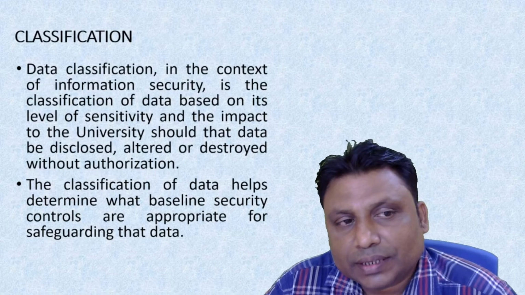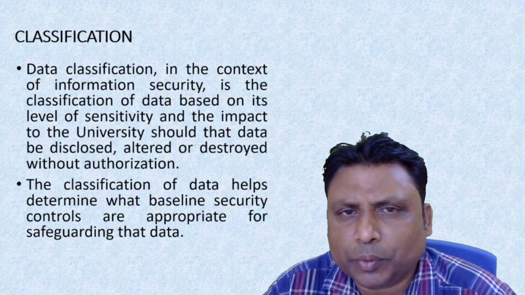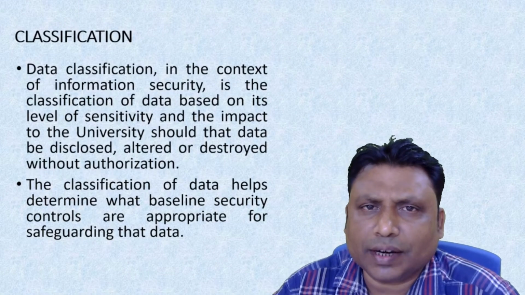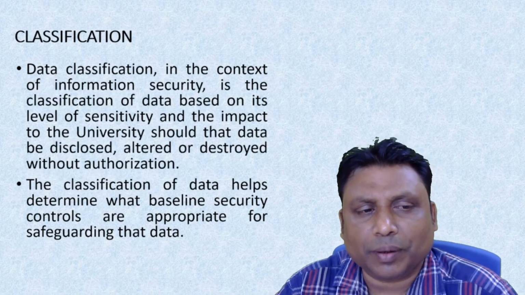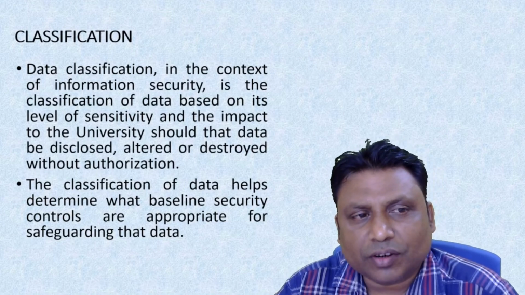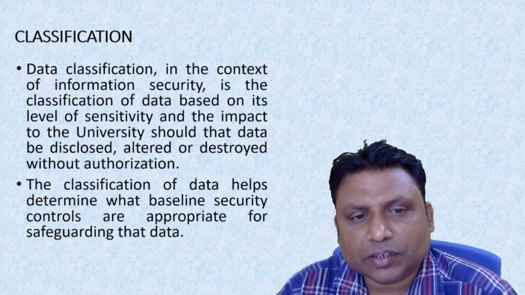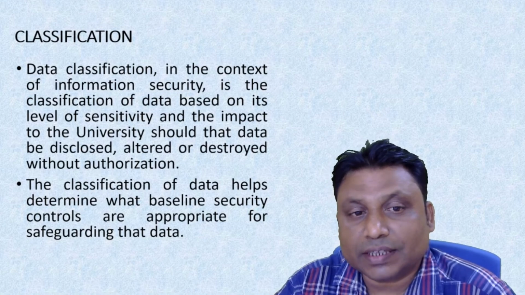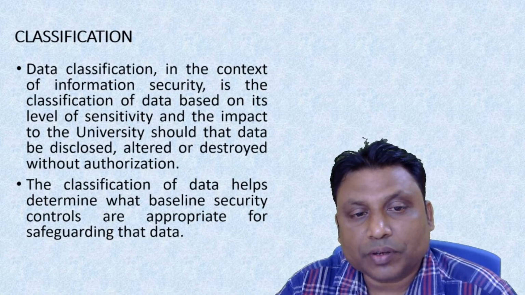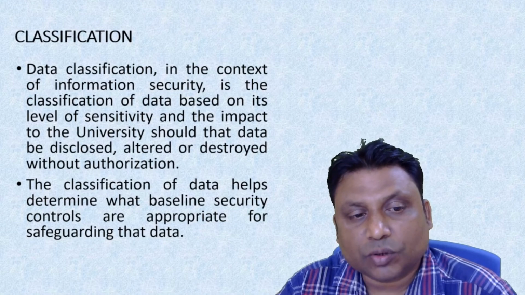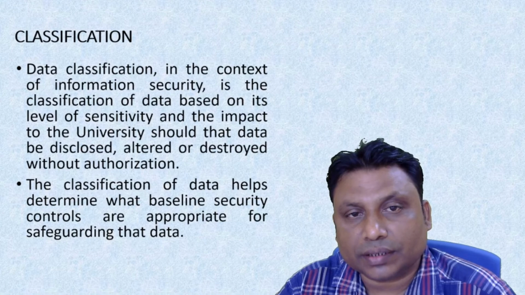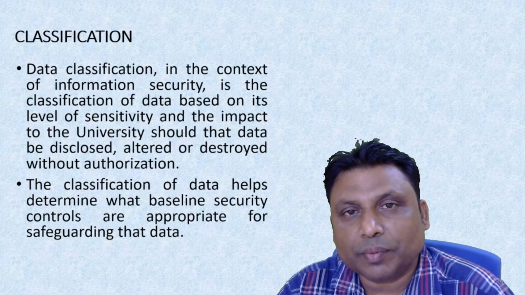Then another part is classification. Classification is very, very important, because if you are not classified accordingly, then there is a problem. Data classification in the context of information security is the classification of data based on its level of sensitivity and the impact of the information should that data be disclosed, altered, or destroyed without authorization. The classification means which type of data is required in which type of analysis.